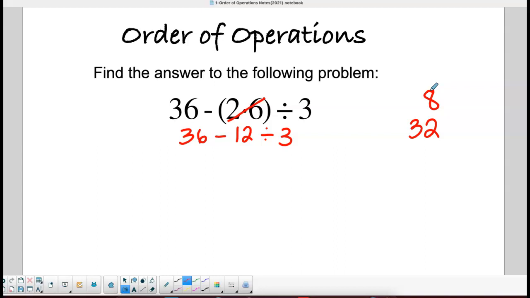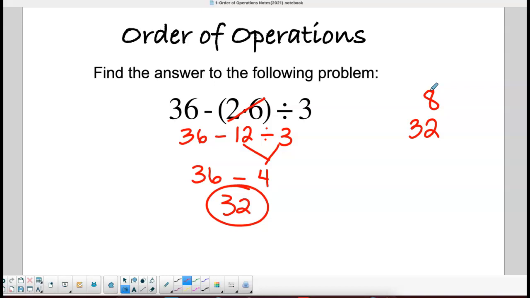Why not? We have to do the division first, and we have to remember that we have to follow the correct order of operations. So we have to do this first. 12 divided by 3 is 4, and then 36 minus 4 is 32. If we did 36 minus 12 first, we'd have 24, and then 24 divided by 3 is 8.